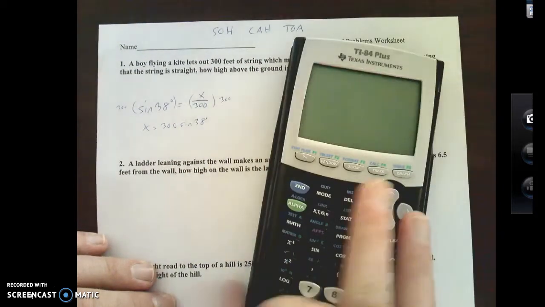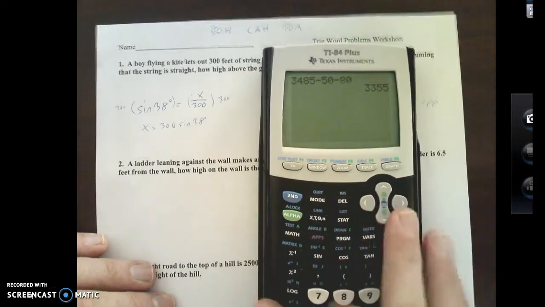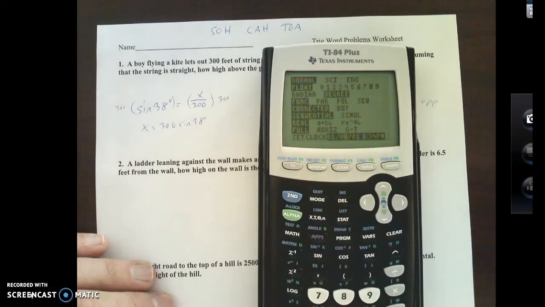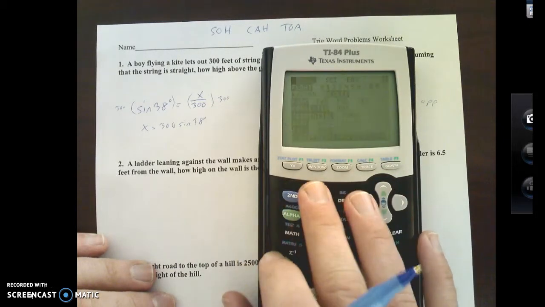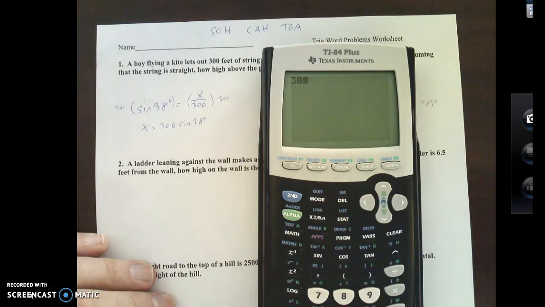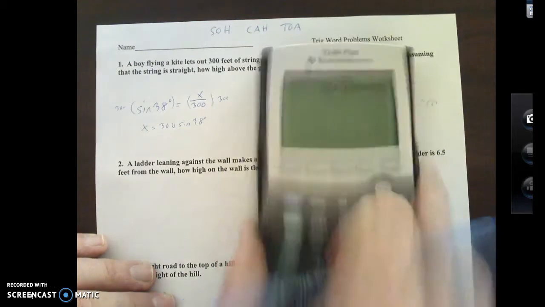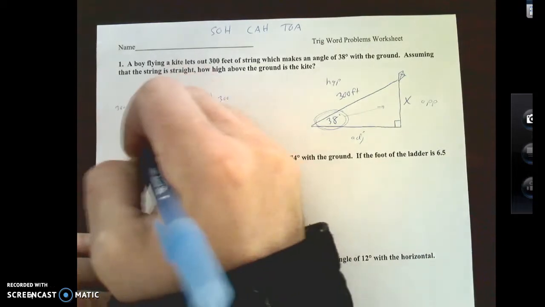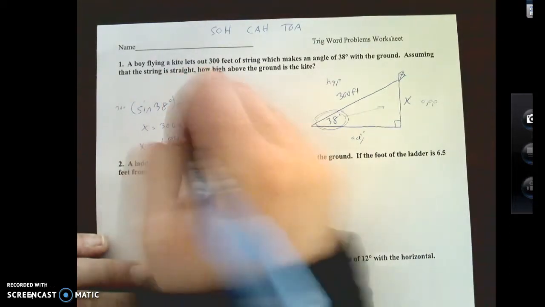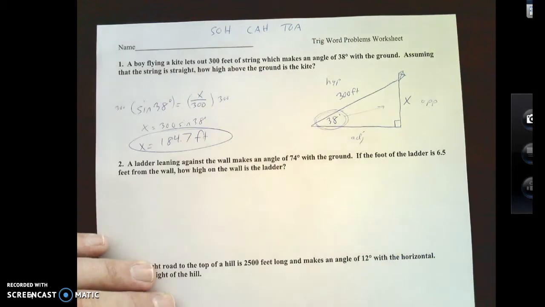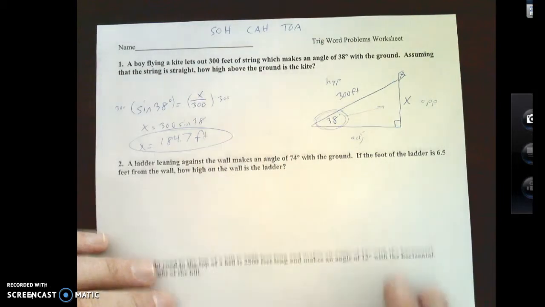So I'm going to my graphing calculator. I'm making sure I'm in degree mode by hitting the mode button right there. Yes, I am. Okay, I can second quit. 300 times sine 38 degrees. 184.69. We'll round it up to 184.7 feet. Cool. Very good.